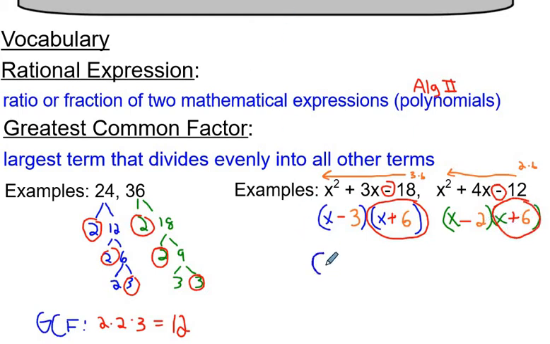I mean, try to listen to the name there. The greatest common factor would simply be what they share, which would be x plus 6.